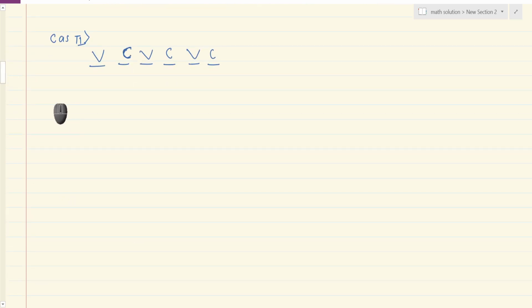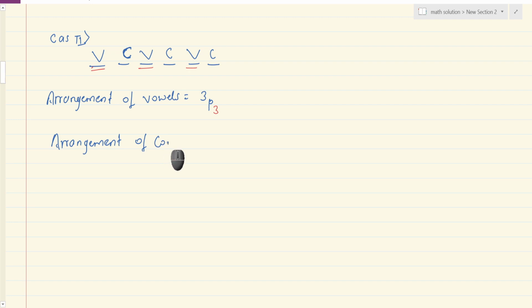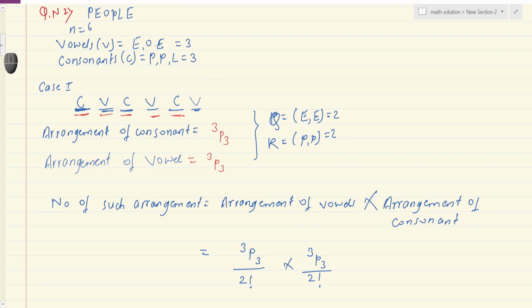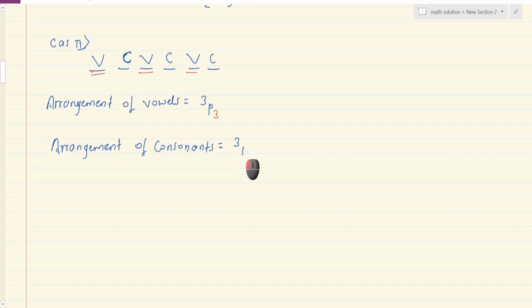And here the arrangement of vowels: total number of vowels we have how many? 3, and we have three places to fill, 1, 2, 3, so 3P3. Similarly, arrangement of consonants equals the total number of consonants given. Total number of consonants is 3, and how many places do we have to fill? Consonant 1, 2 and 3 places to fill, 3.